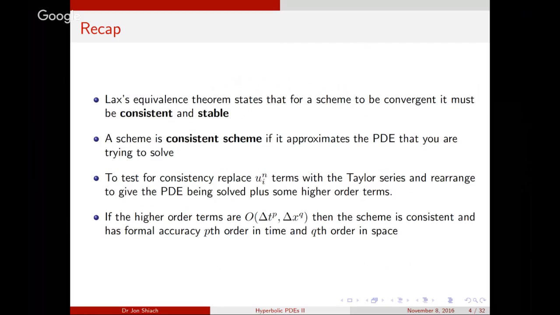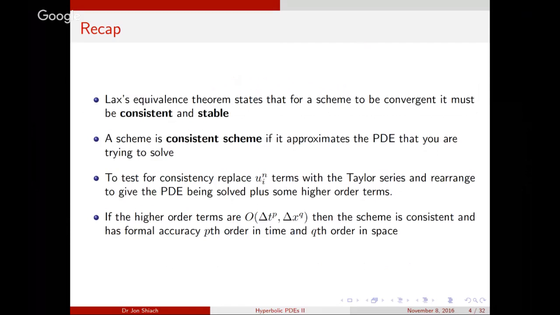And that comes into what we call Lax's equivalence theorem. Okay, this theorem states that for a scheme to be convergent, it must be consistent and stable. Convergent means over time, our approximated solution should pretty much converge to the exact solution, given enough time and given enough spatial steps and points. Okay, so we want our schemes to be convergent, because if they're not convergent, they're useless. So we have to have two things. We have to have a consistent scheme and a stable scheme.